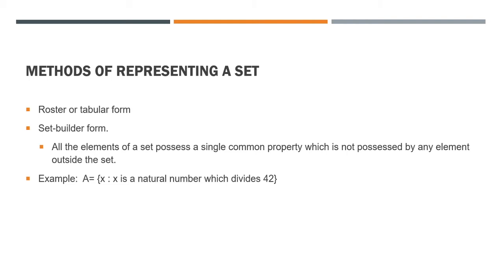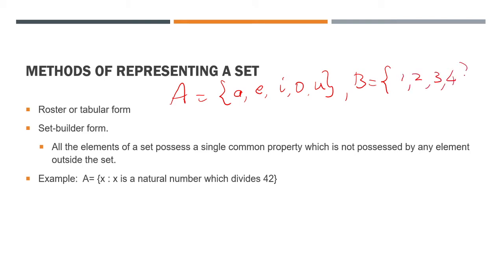Now what are the various ways in which a set can be represented? We have two forms. One is the roster or tabular form, and the other one is the set builder form. The usual way in which we represent a set, say the vowels in the English alphabet denoted by A, E, I, O, U, or the set of natural numbers less than 5, 1, 2, 3, 4. This way of representing with two brackets and with commas in between the members is called roster or tabular form.